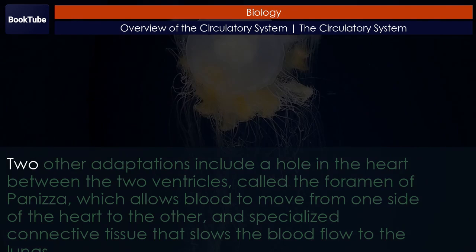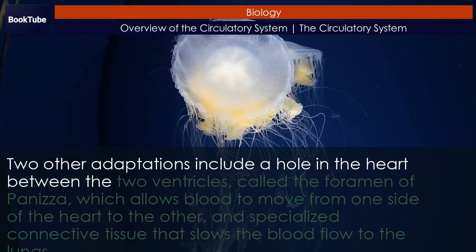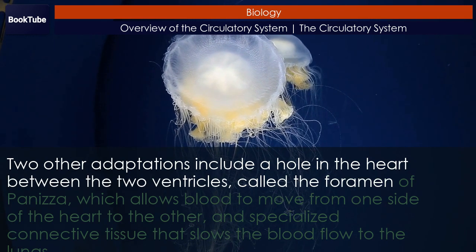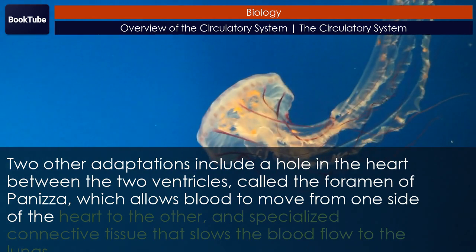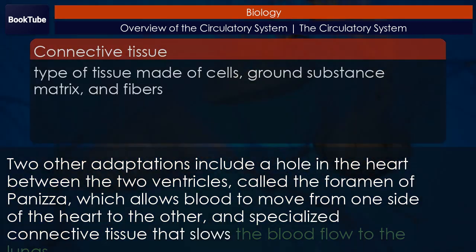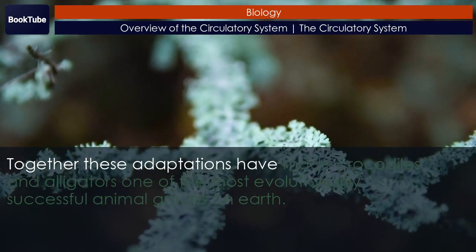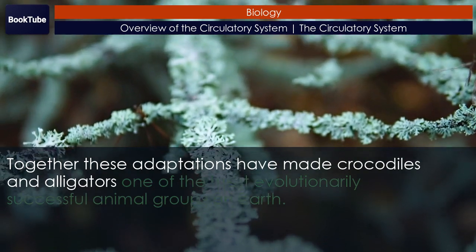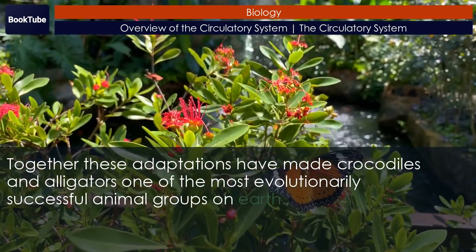Two other adaptations include a hole in the heart between the two ventricles, called the foramen of Panizza, which allows blood to move from one side of the heart to the other, and specialized connective tissue that slows the blood flow to the lungs. Together these adaptations have made crocodiles and alligators one of the most evolutionarily successful animal groups on Earth.